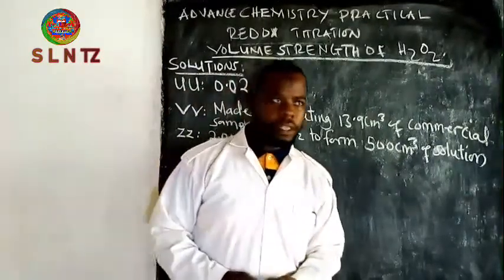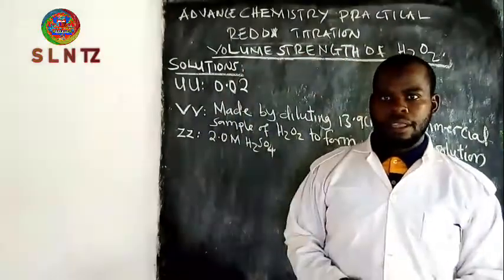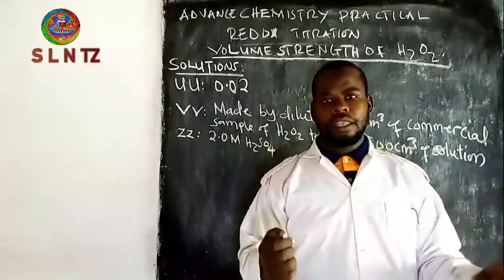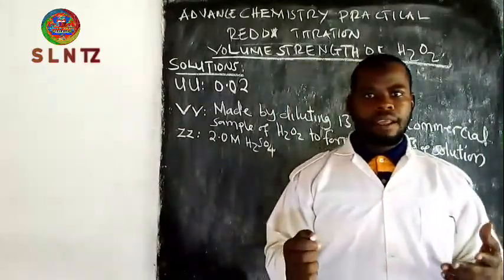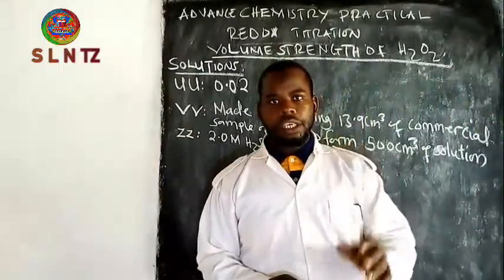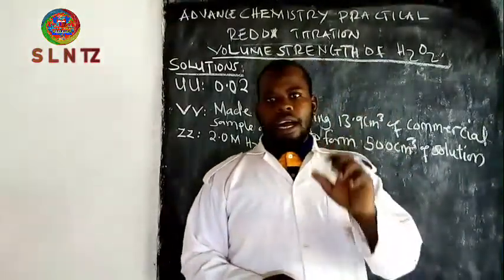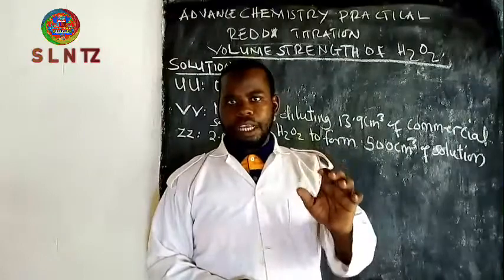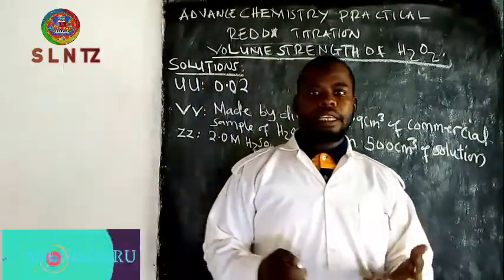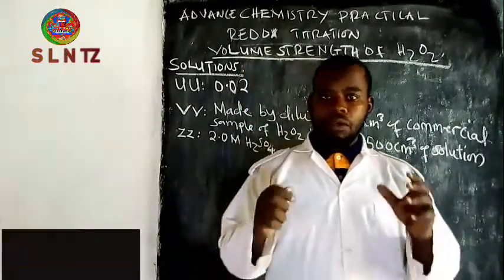What is volume strength of hydrogen peroxide? Can you try to think about the volume strength? The volume strength is the volume of oxygen, in liters at standard temperature and pressure, that would be liberated from 1 liter of hydrogen peroxide when it decomposes.